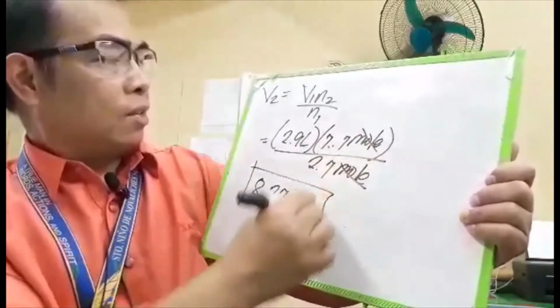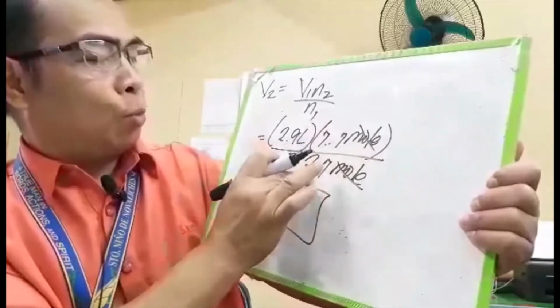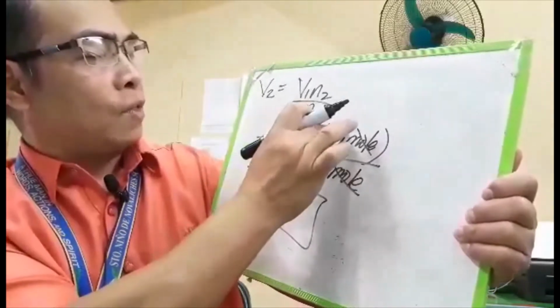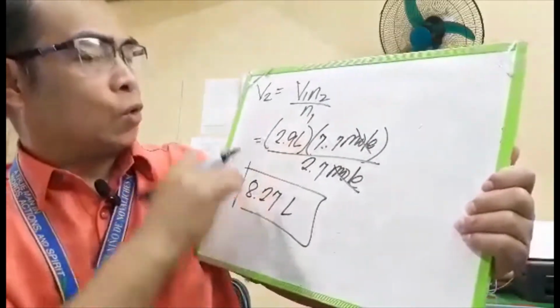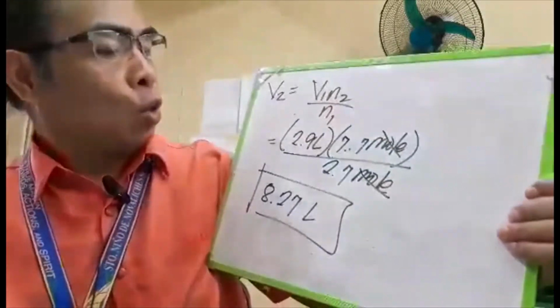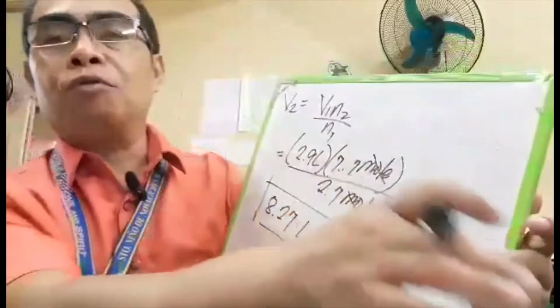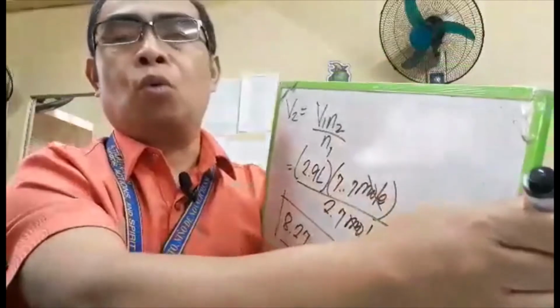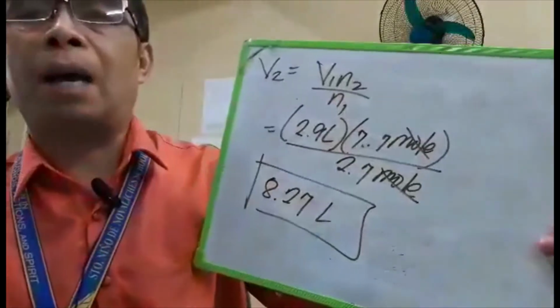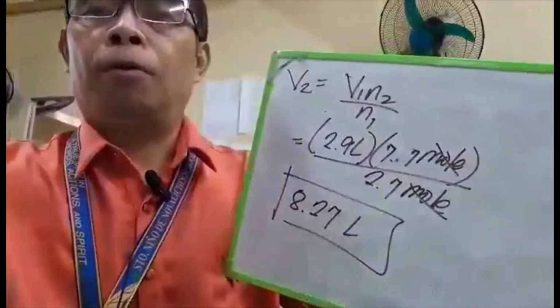So let us try to see. From 2.7, it becomes 7.7. So from 2.9, it becomes 8.27. So they are directly proportional. Tumaas yung number of mole, tumaas din po yung volume. So that is for our sample problem number 1. I'll be showing you another example for this law.